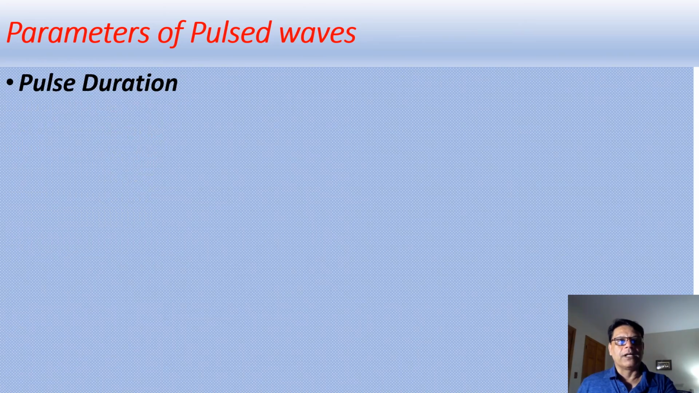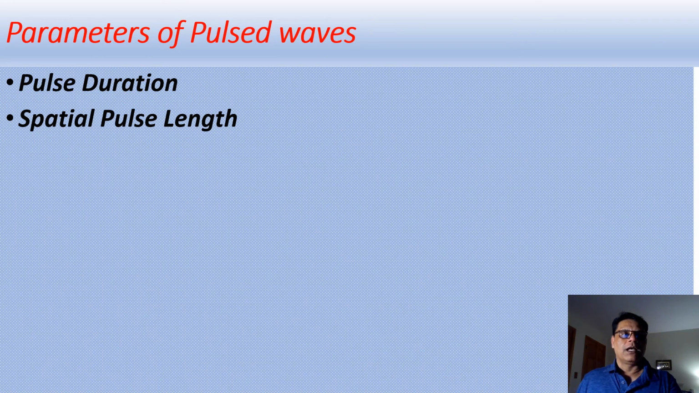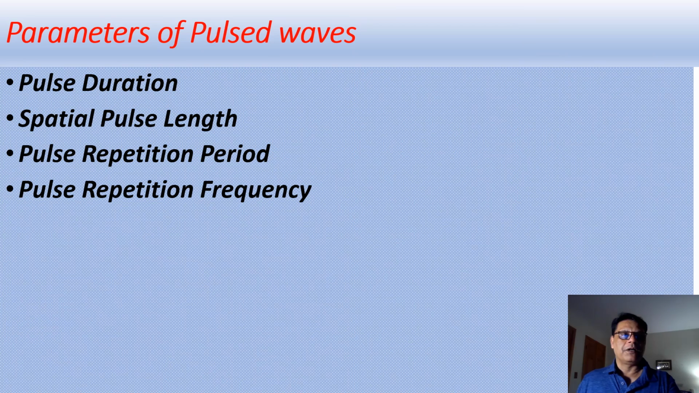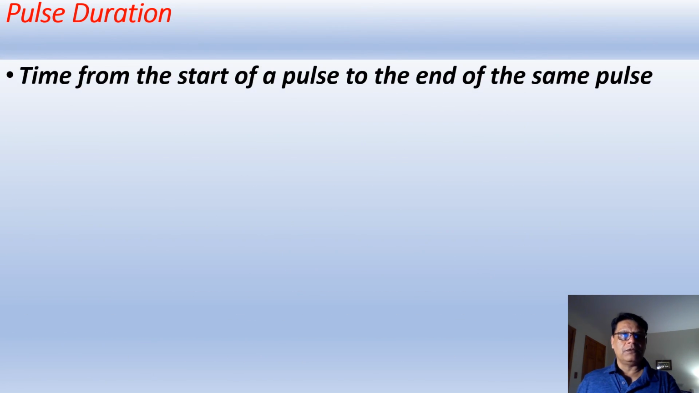So the parameters of the pulse: there are some parameters of the pulse that are called pulse duration, spatial pulse length, pulse repetition period, and pulse repetition frequency. So these are the 4 parameters that we will discuss one by one. Pulse duration is the time from the start of a pulse to the end of the same pulse.